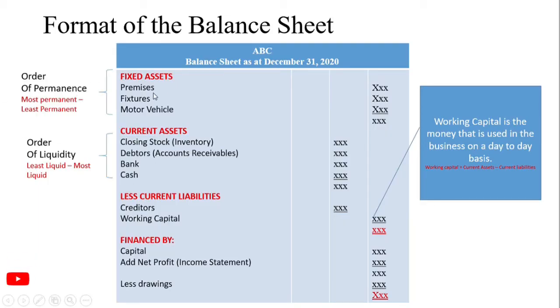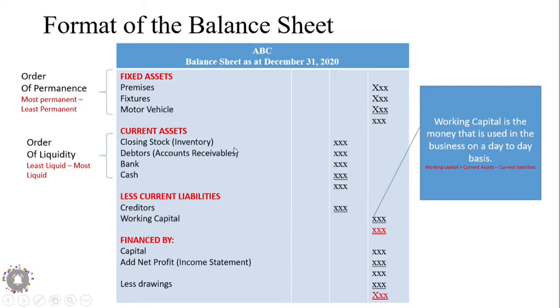So you look at premises there. Premises will be first because it is obviously the most permanent. Then you have fixtures, then you have motor vehicles, right? So you add up all of your fixed assets and you get this figure here, which is the total fixed assets. Then you move on to the next heading, current assets.